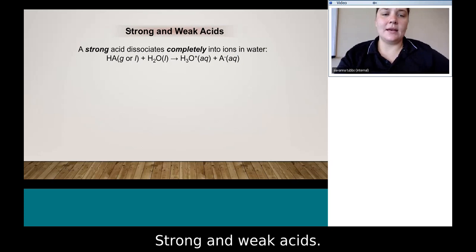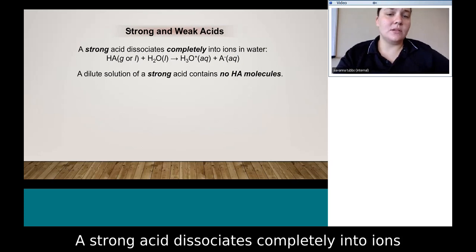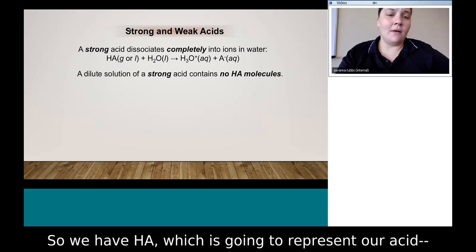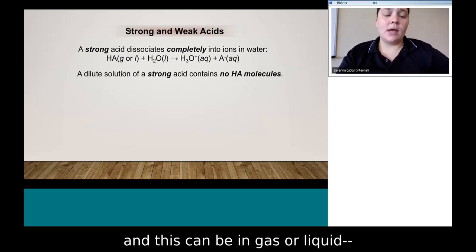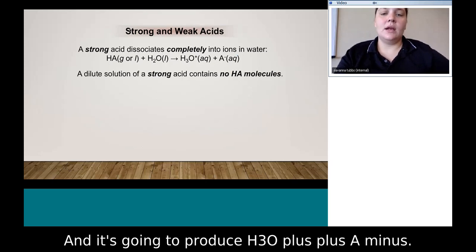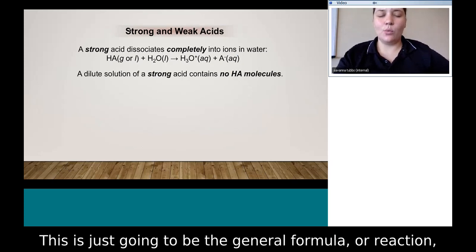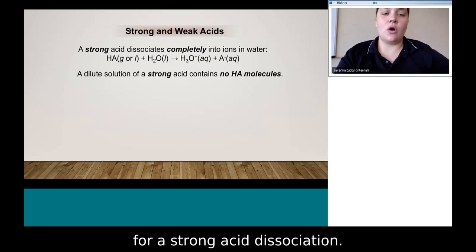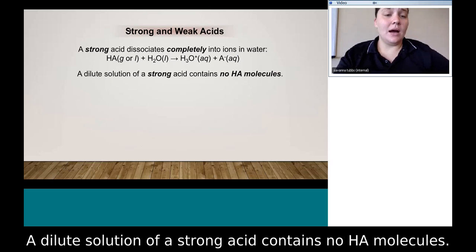Strong and weak acids. A strong acid dissociates completely into ions in water. So we have HA, which represents our acid, and this can be a gas or liquid, plus water, which is a liquid, and it's going to produce H3O+ plus A-. This is the general formula or reaction for a strong acid dissociation. A dilute solution of a strong acid contains no HA molecules.